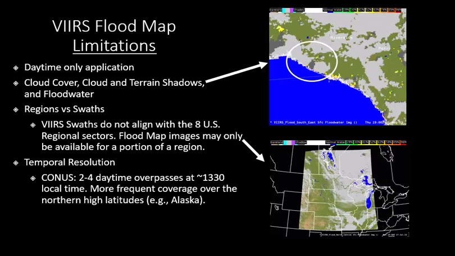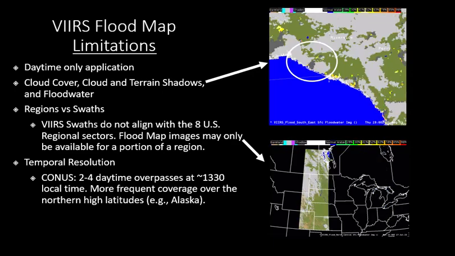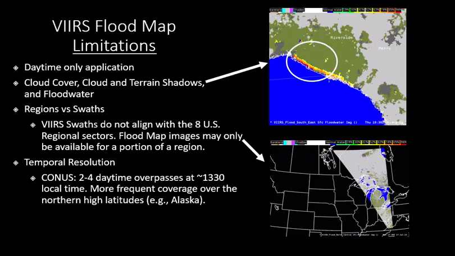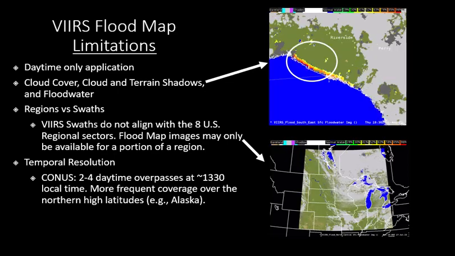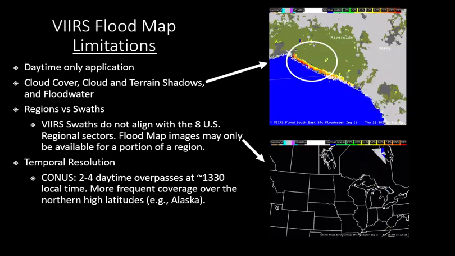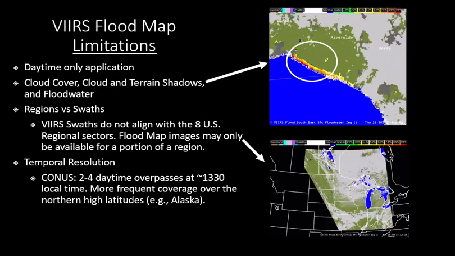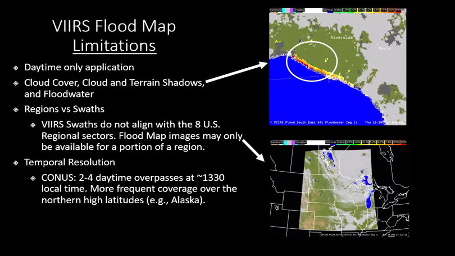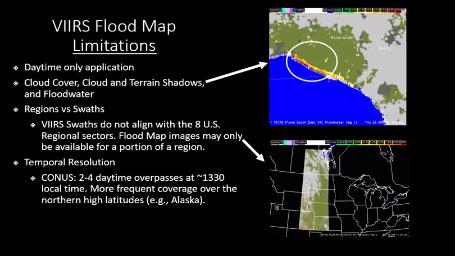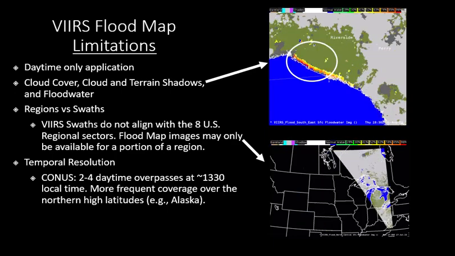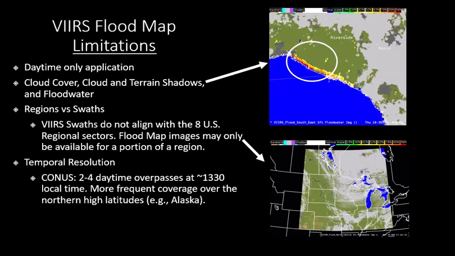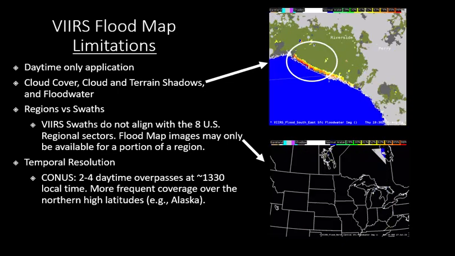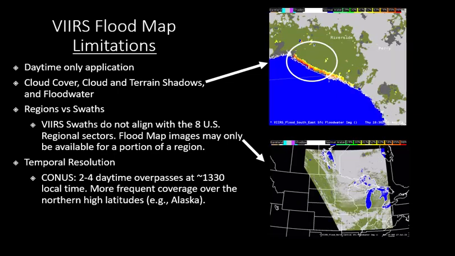An example of cloud and cloud shadow obscuration of an inundated area in Florida can be seen in the top right. Also, VIIRS swaths do not align with the 8 U.S. regional sectors seen in AWIPS. Product images may only be available for a portion of a region. Refer to the animation in the bottom right. Lastly, the temporal resolution should also be considered, with limited refresh rate over CONUS compared to the northern high latitudes.